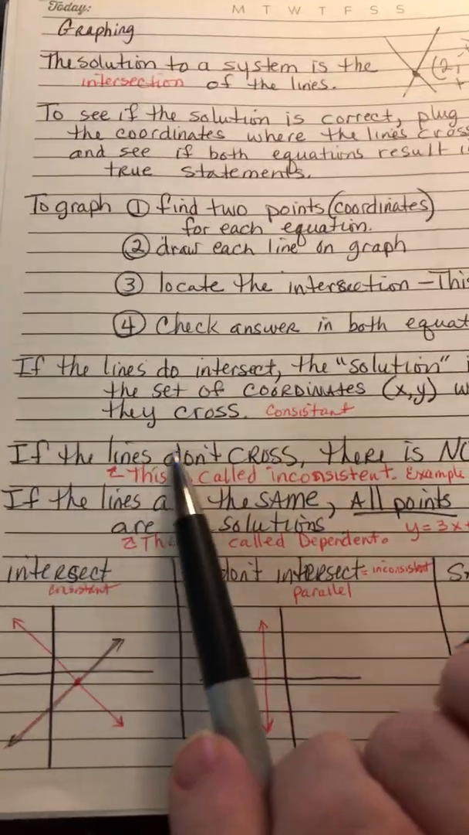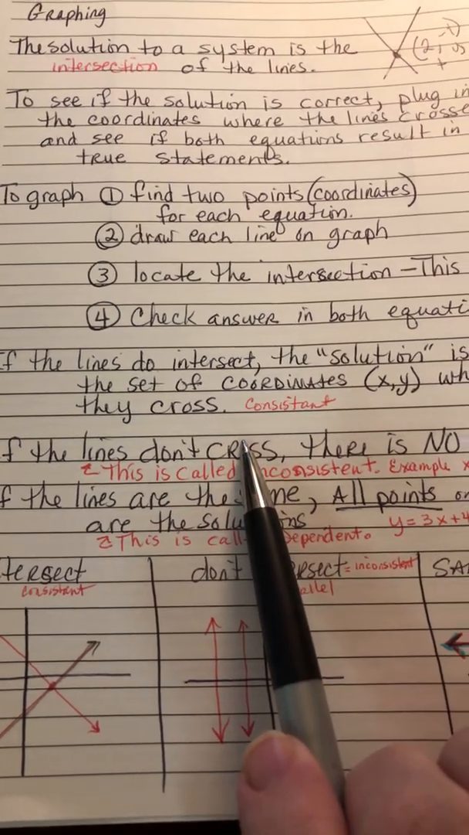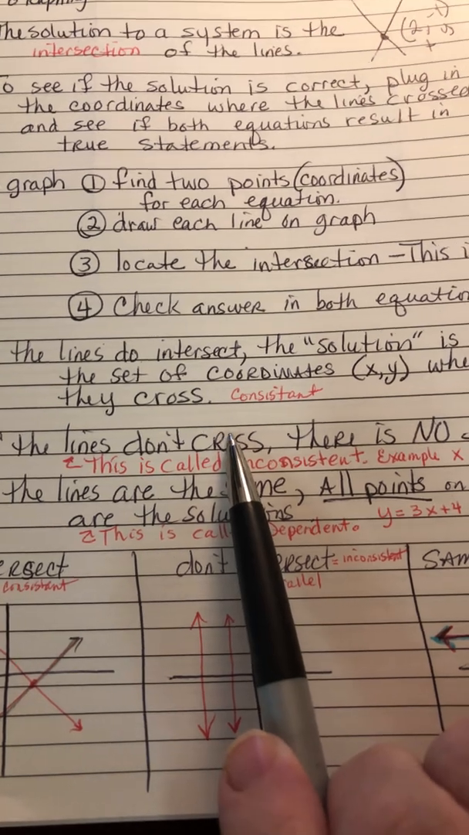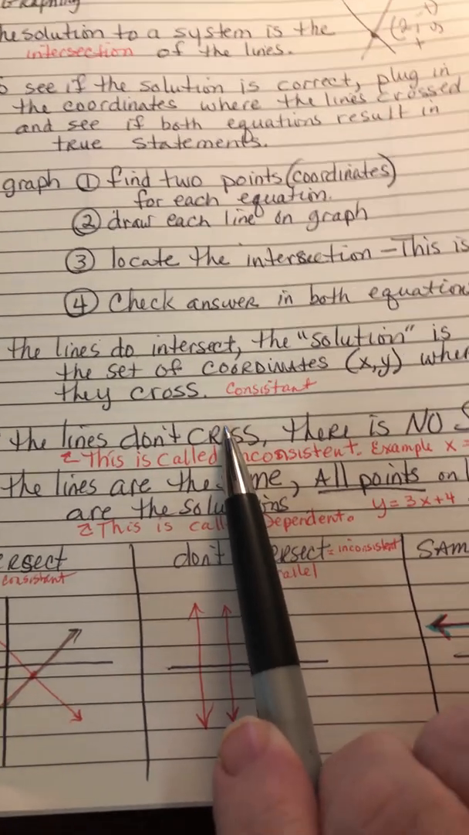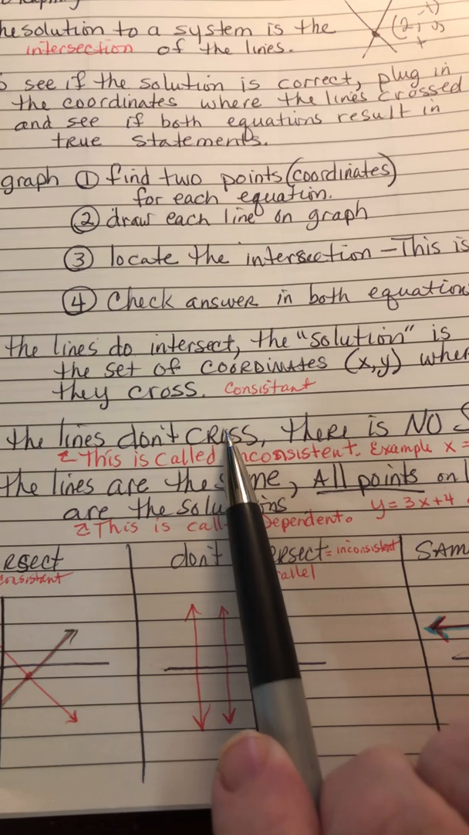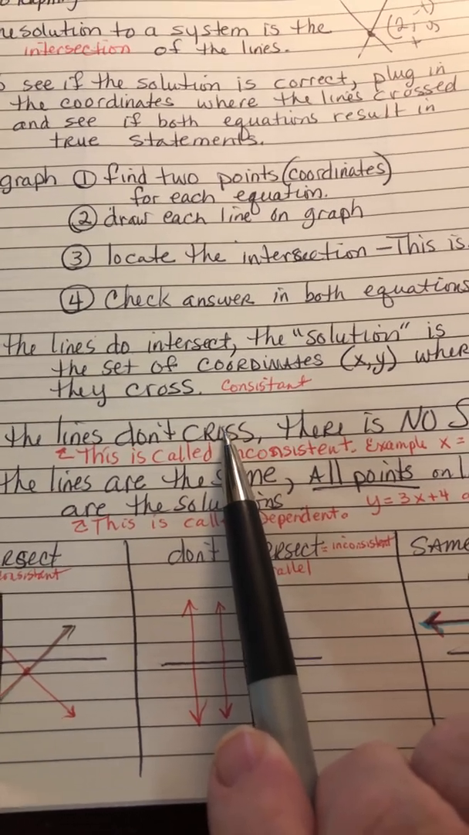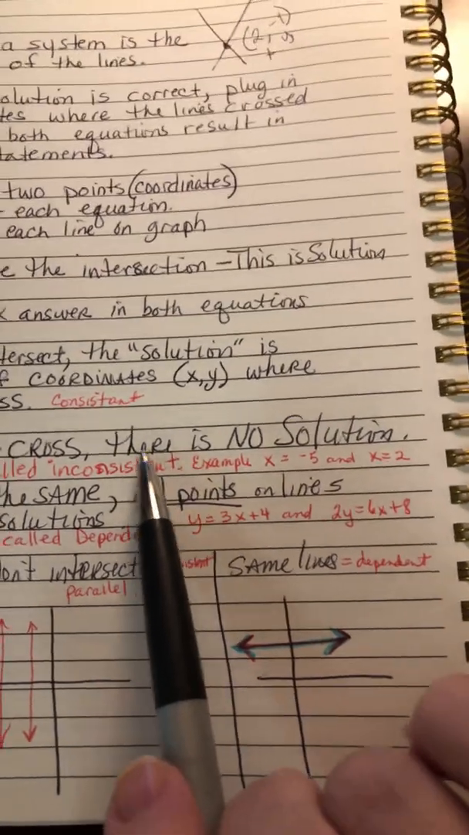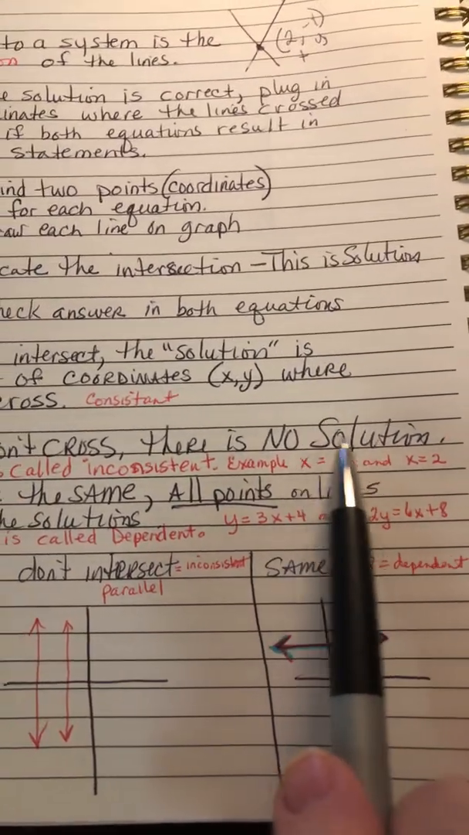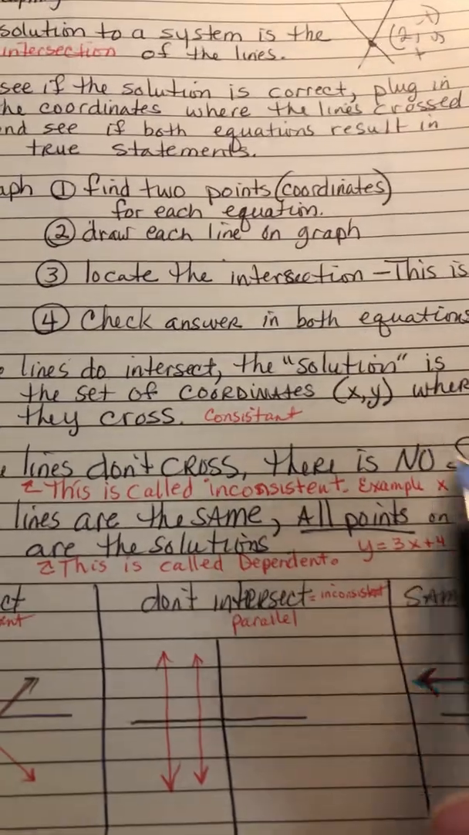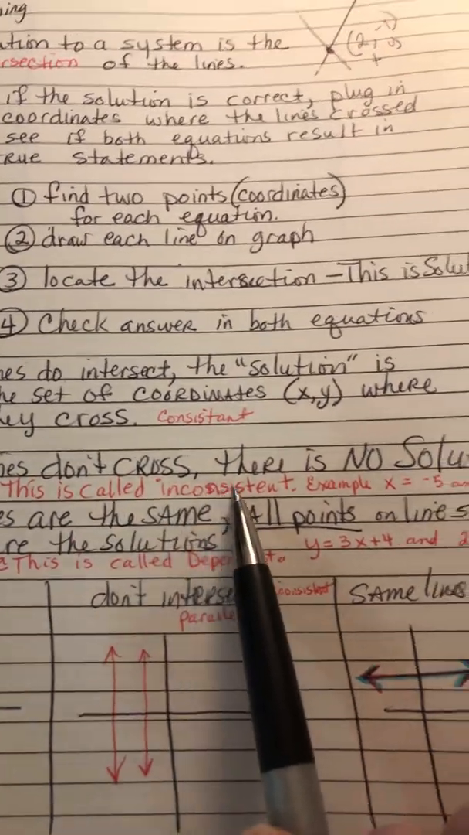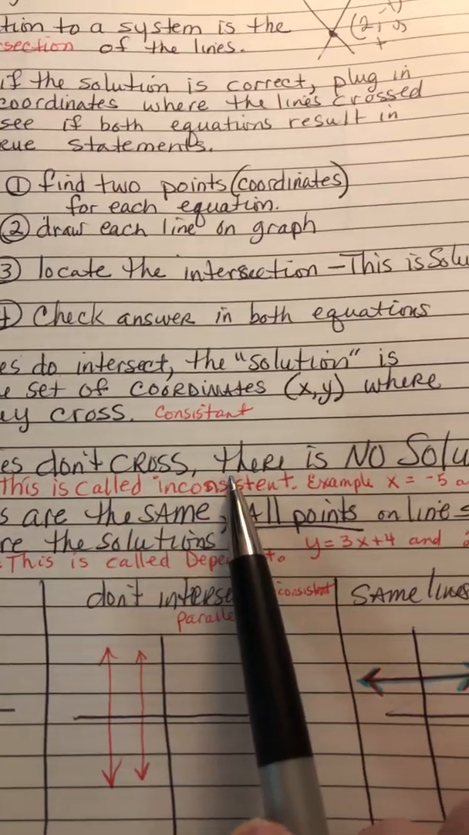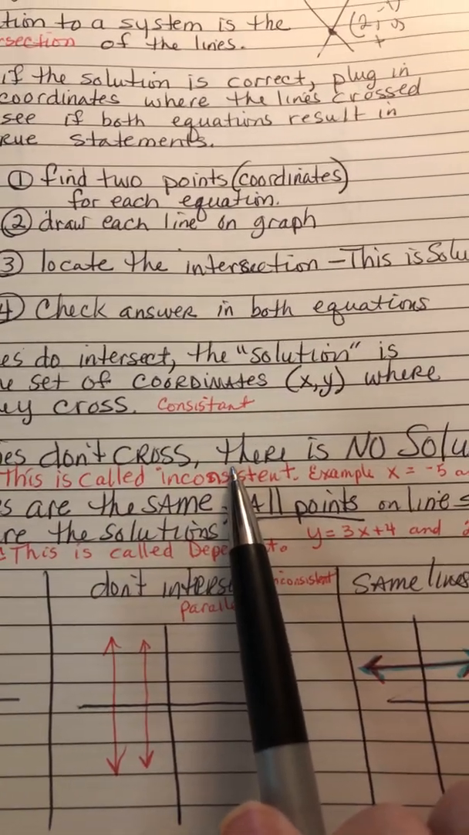Now, if the lines don't cross each other, ever, they must be parallel lines. The only way 2 lines would never cross each other is if they're going exactly in the same direction next to each other. So if they don't cross each other, they have to be parallel. And that means there is no solution. There is no common point for them. And this situation is called inconsistent. These are inconsistent equations because they have nothing in common with each other.